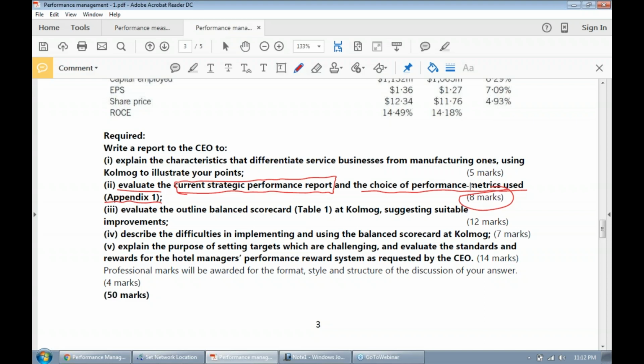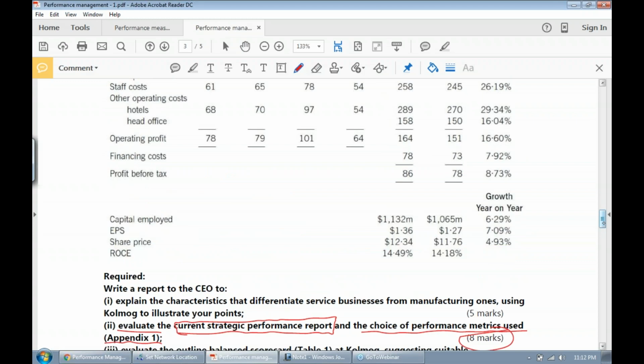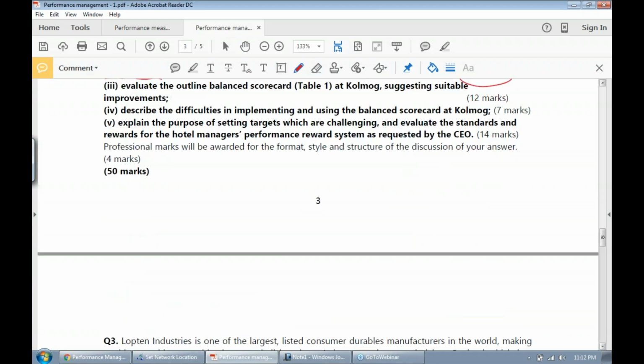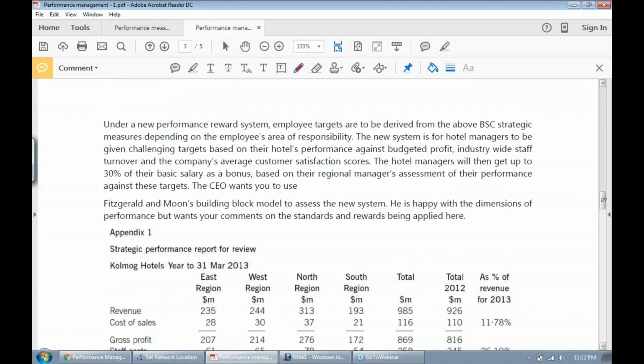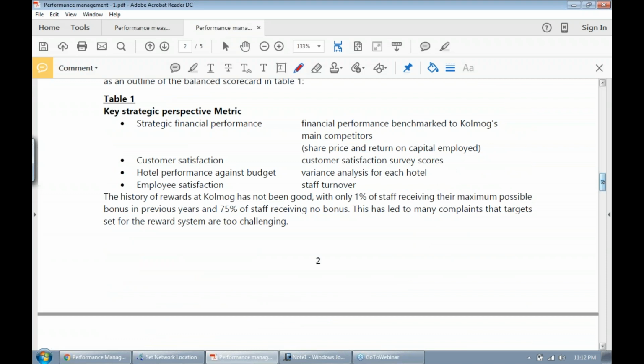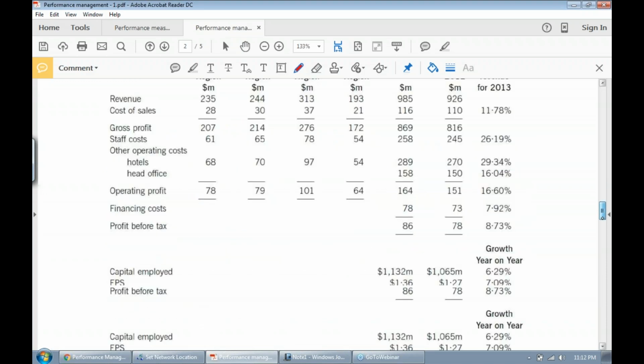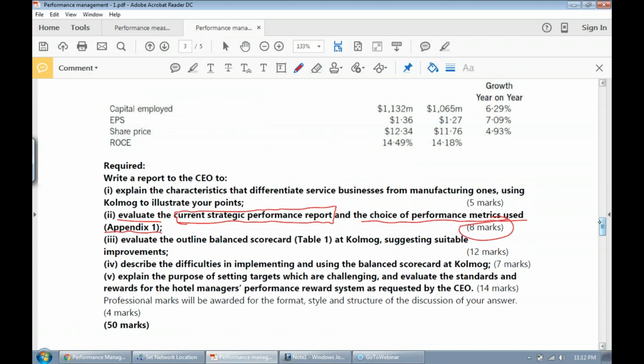And then it says explain the purpose of setting targets which are challenging and evaluate the standards and rewards for the hotel manager performance reward system as requested by the CEO. That's for 14 marks. So let's start with the discussion. First of all, we are supposed to evaluate. All right. Again, first of all, we are required to evaluate the current strategic performance. Let's see what we can do.